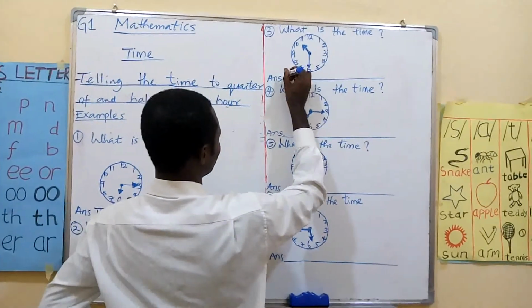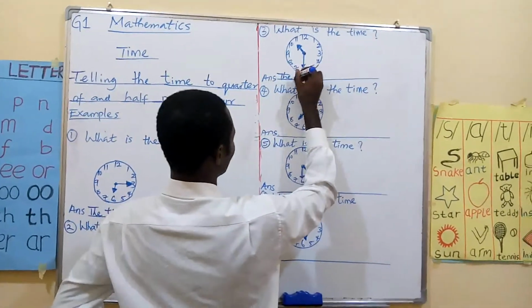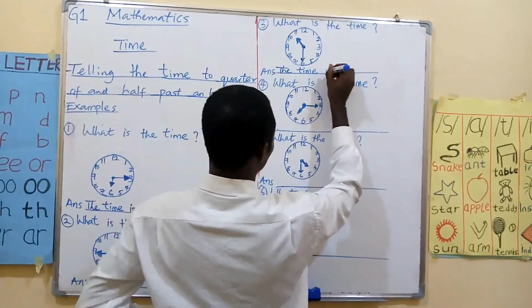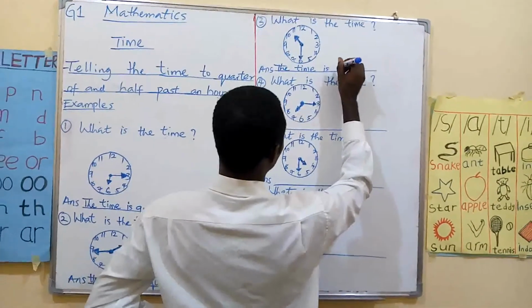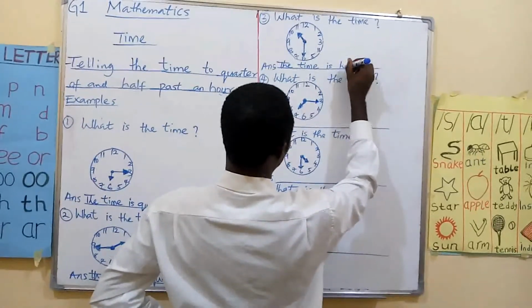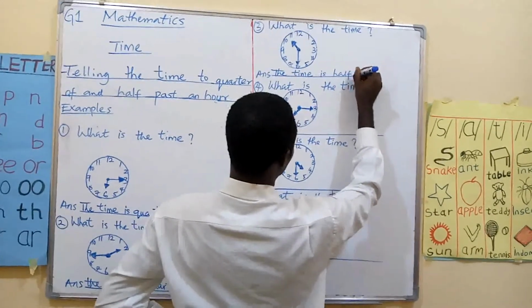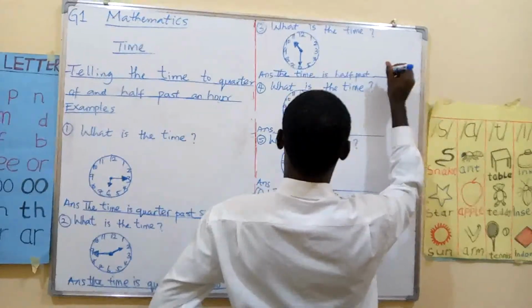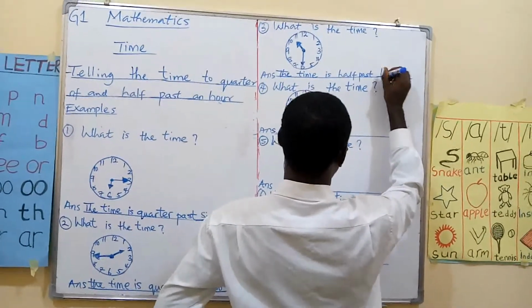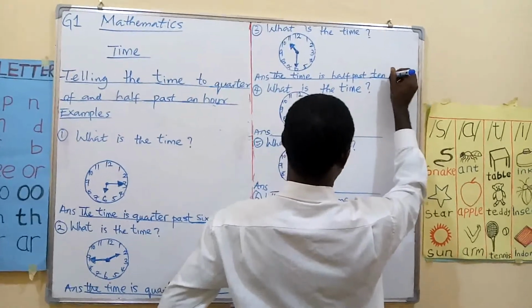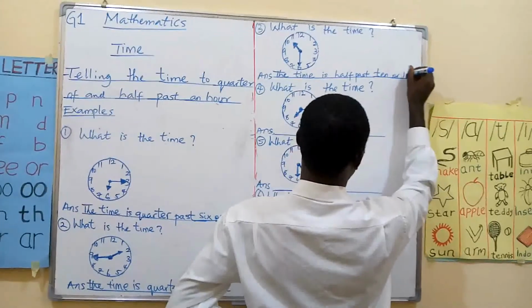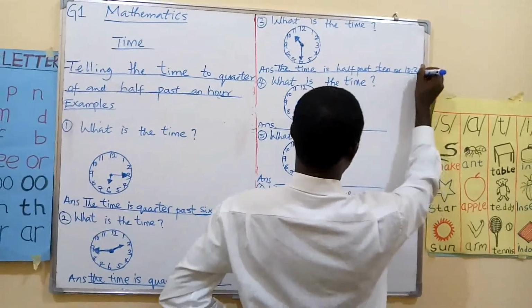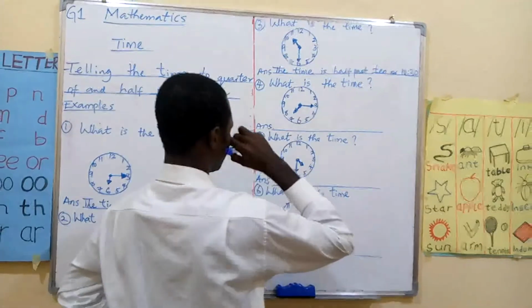So the time is half past. It's half past what? 10. Half past 10 or 10:30. And it's 30 minutes past 10.